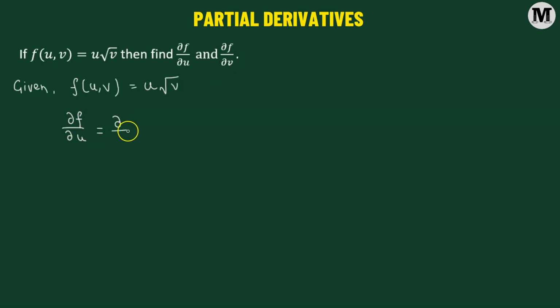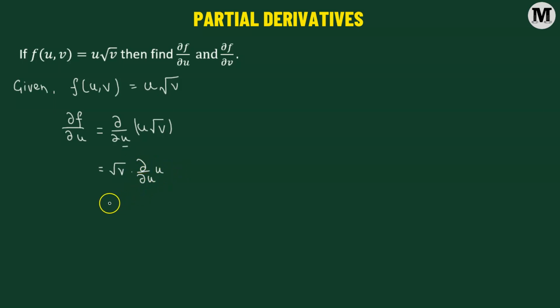So what we'll do, we'll take partial with respect to u of this particular function u times square root of v. Now since we're taking the partial derivative with respect to u, here u is the variable. Everything else will be treated as a constant. So that means we are going to treat v as a constant. If v is a constant, then square root of v is also going to be a constant. We can pull it out from the inside of the derivative.